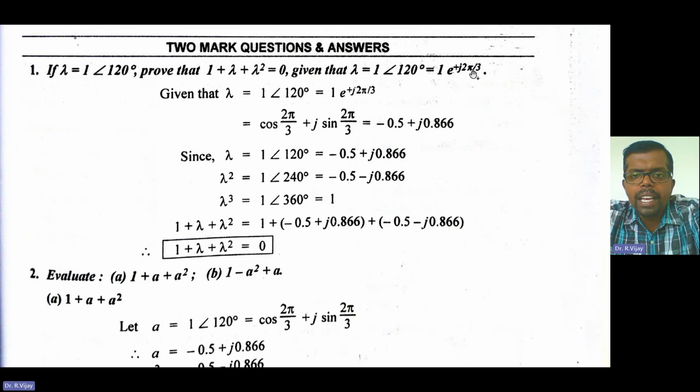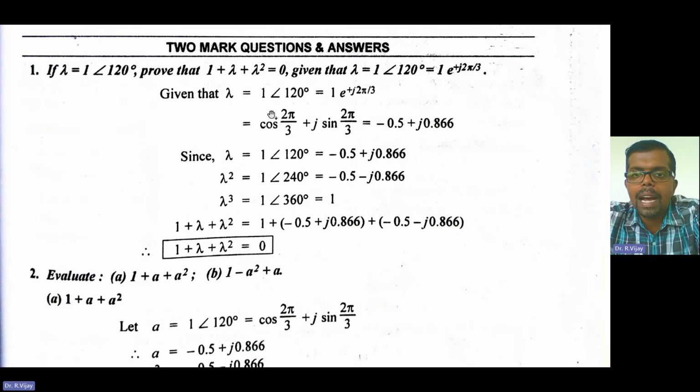In any way they may give, in degrees or radians. So we need to solve the problem. If you convert 1 at the angle of 120 degrees, that is 1 e to the power of plus j into 2 pi by 3. That is nothing but cos 2 pi by 3 plus j into sine 2 pi by 3.